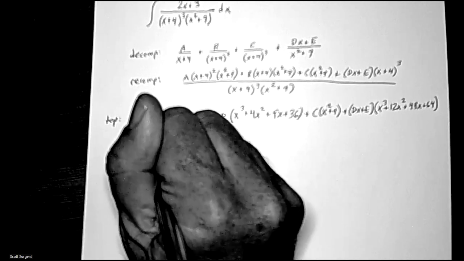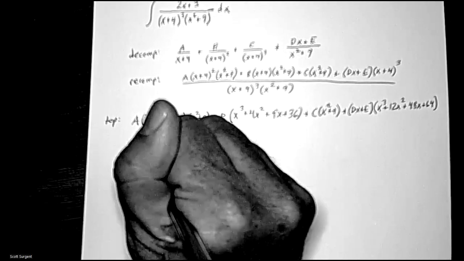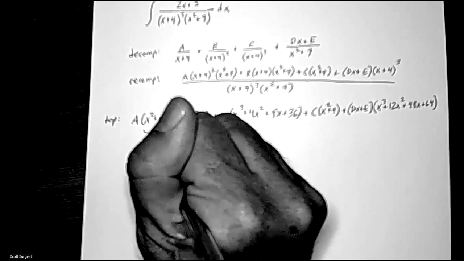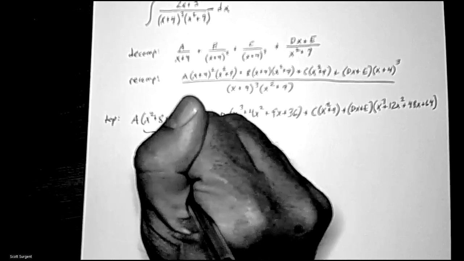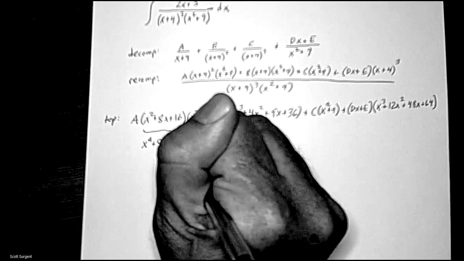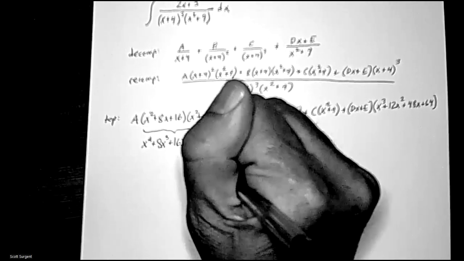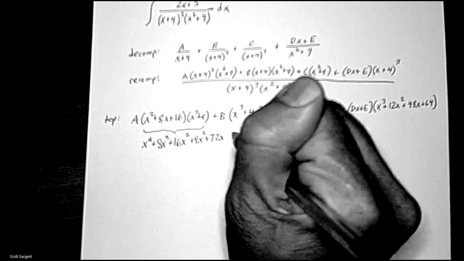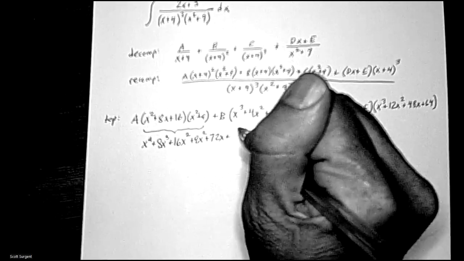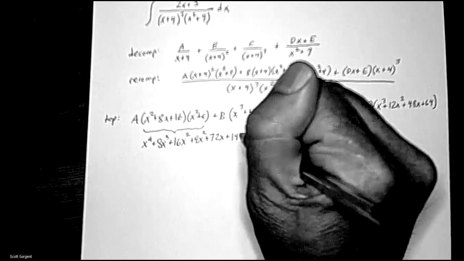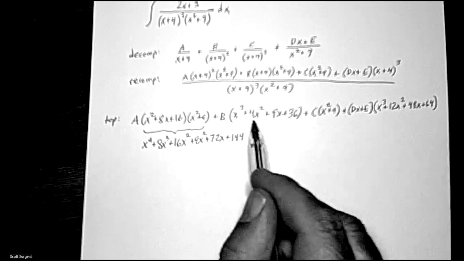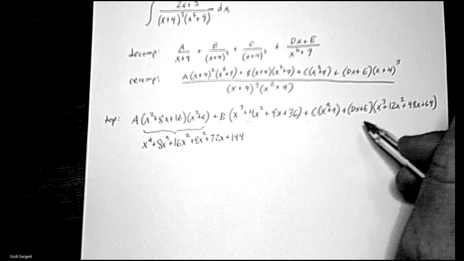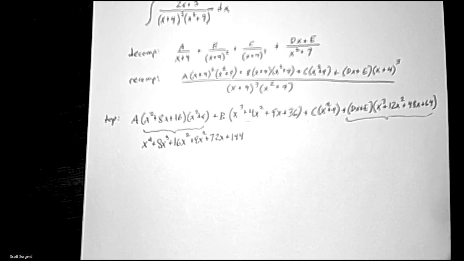Right here, I have x to the 4 plus 8x cubed plus 16x squared plus 9x squared plus 72x. And then 9 times 16 is, I think it's 144. I'll leave this alone for now. I'll leave that alone. Right here, I'm going to have to FOIL this out.